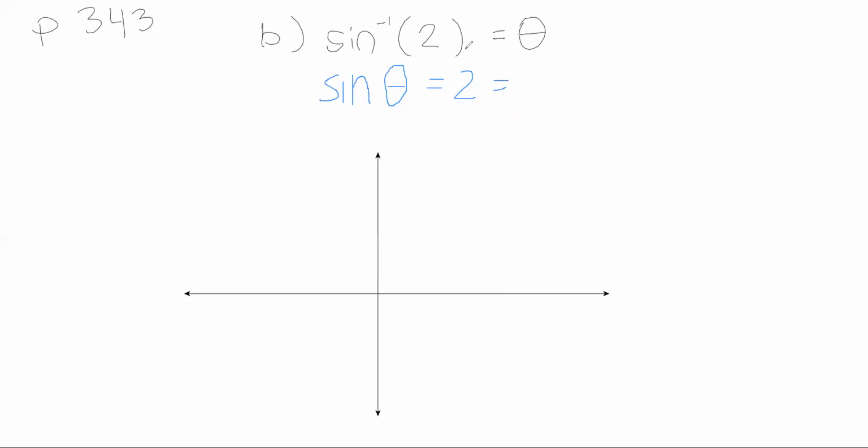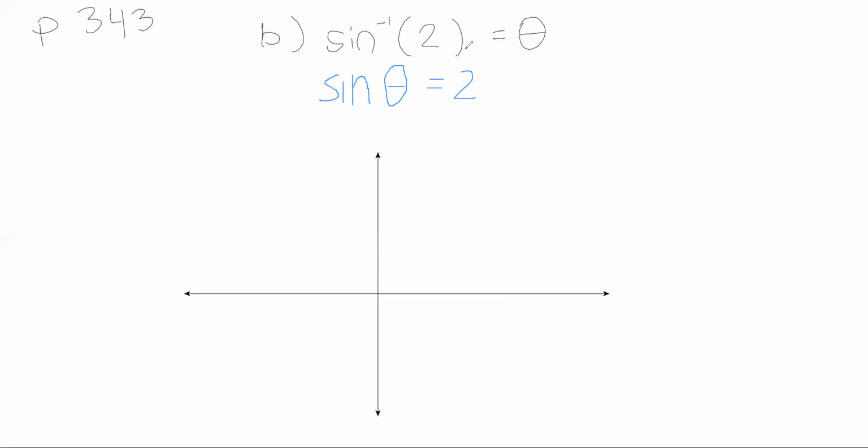So we want to find out the angle that gives us a sine value of 2. Can you think of anywhere on the unit circle where just 2 appears? Not square root of 2, but just 2. Do any of our special right triangles have a 2 anywhere? Yeah, the hypotenuse. Exactly. The hypotenuse is 2.